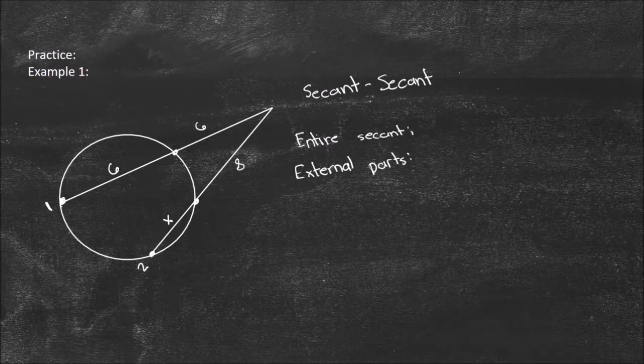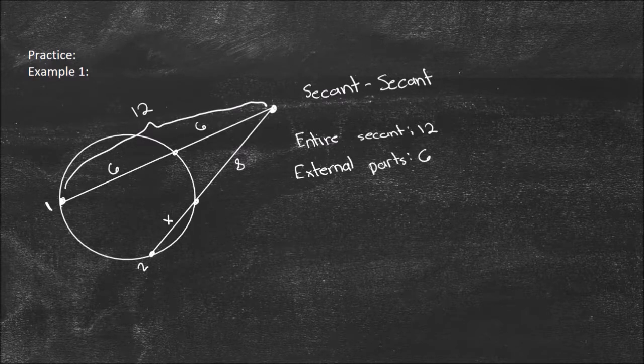The length of the entire secant would be from here all the way to here, that first point all the way to the last one. For our first secant, it's pretty easy. It's just 6 plus 6, so that's 12. And the external part of the first one is 6. But now let's look at the second one.